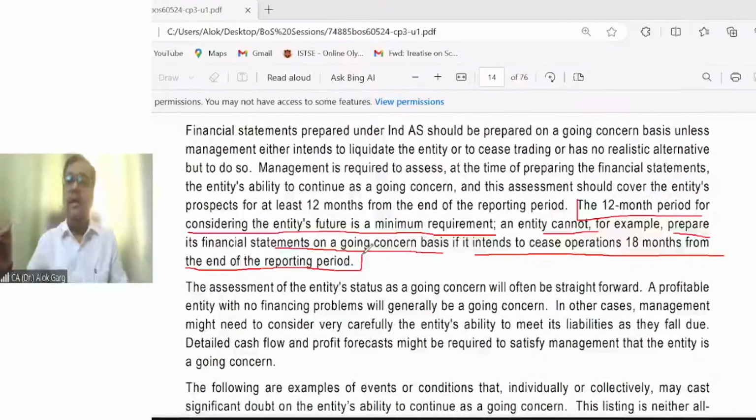It means you are not required to prepare your accounts on a going concern basis, so that the stakeholder will be able to understand that you are going to shut down your business in the near future, which is close to 2 years, within 2 years.